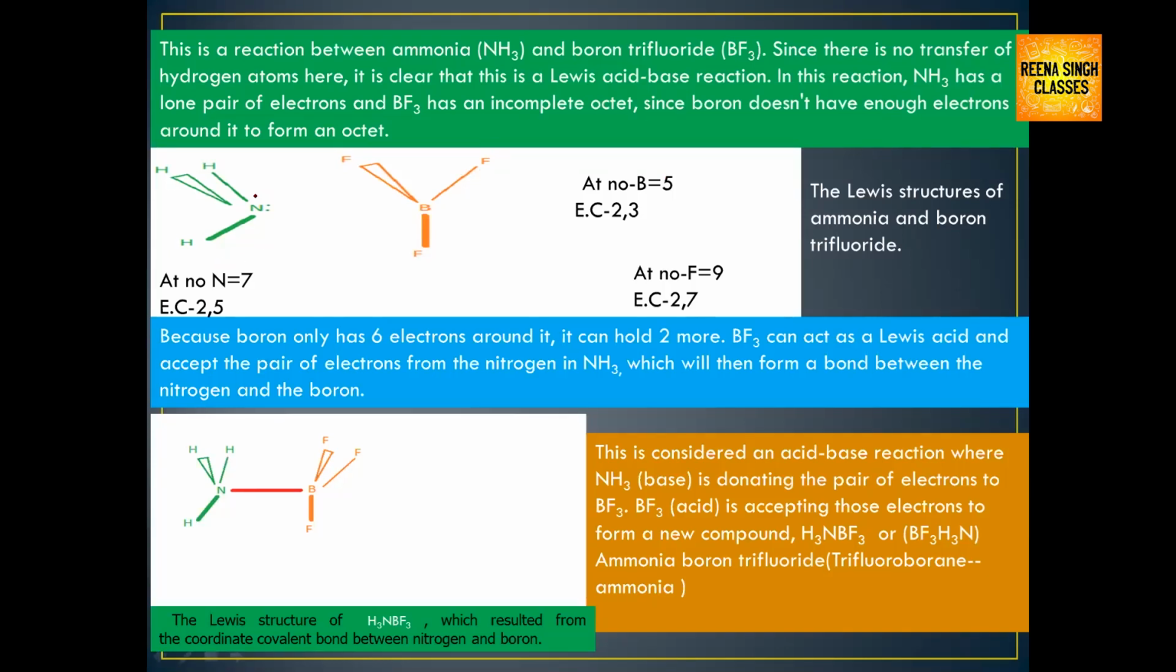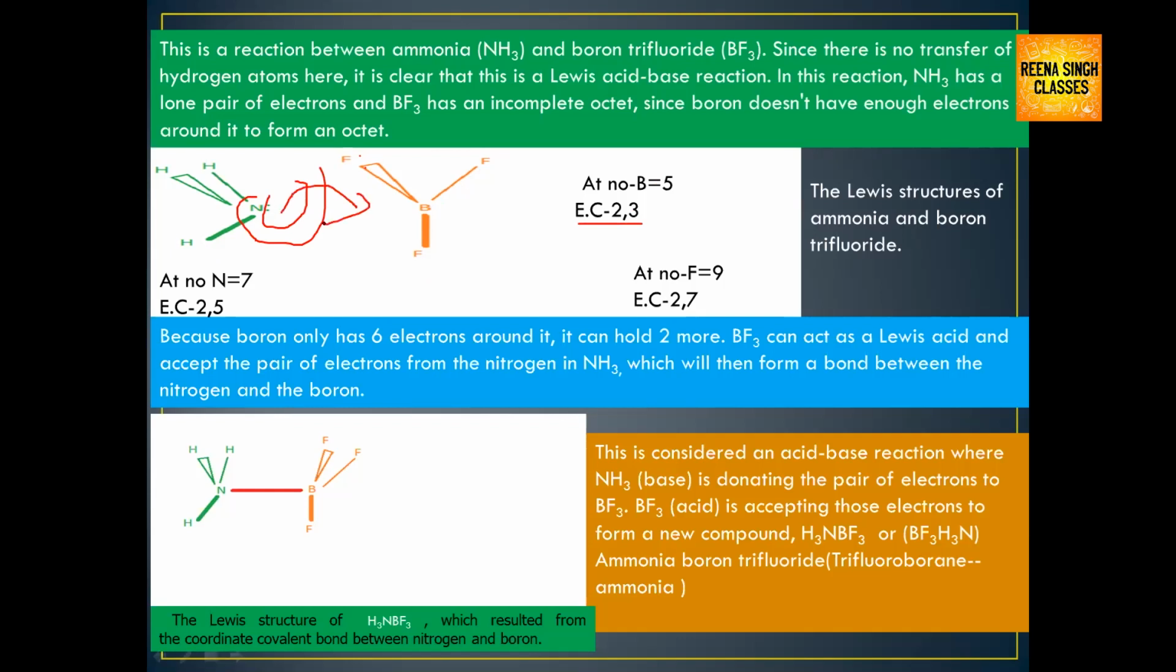The atomic number of nitrogen is 7. It reacts with hydrogen, and there is a lone pair of electrons in ammonia. For boron trifluoride, the atomic number of boron is 5, so the electronic configuration is 2, 3. It needs 5 electrons to complete its octet. After reacting with fluorine, it has 1, 2, 3, 4, 5, 6 electrons, so 2 more electrons are needed. So boron trifluoride accepts the pair of electrons from ammonia.